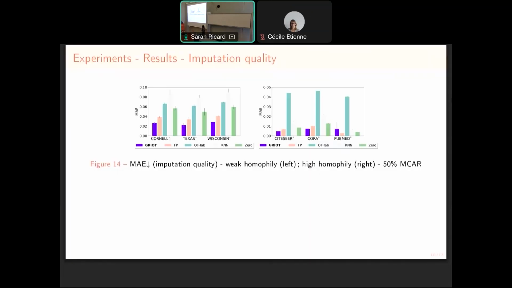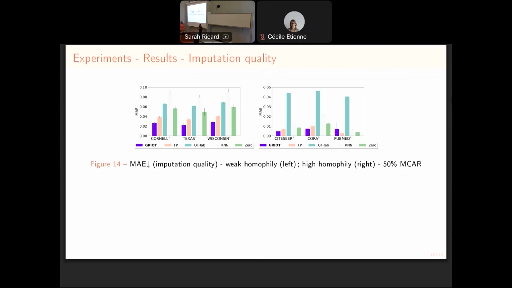And we can see these results. So this is with 50% missing data. And we see the mean average error, so lower is better. We see in purple GRIOT against other baselines. And we can see that in the low homophily context, GRIOT outperforms the baselines. But on the homophily datasets, GRIOT performs as good as feature propagation, slightly better actually, minus in the PubMed dataset.